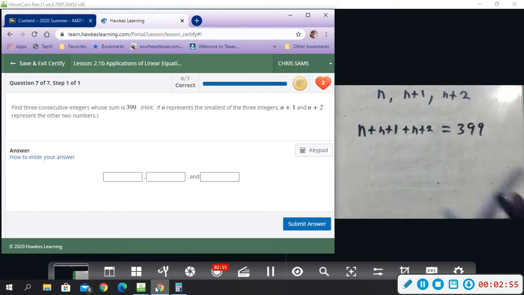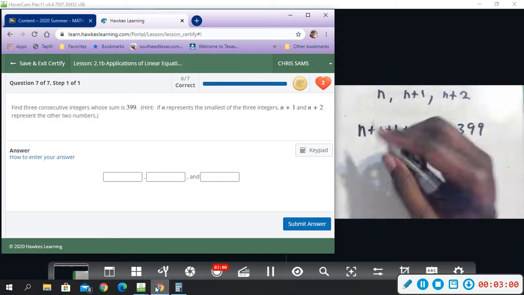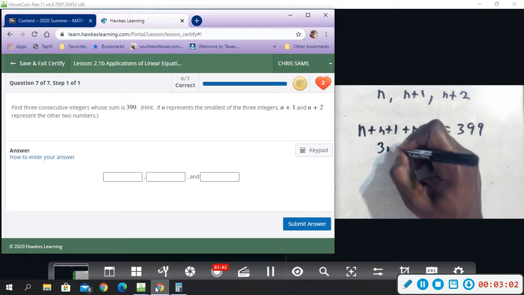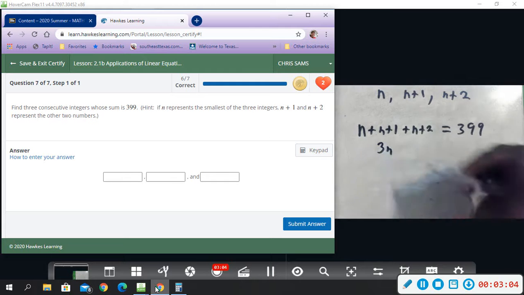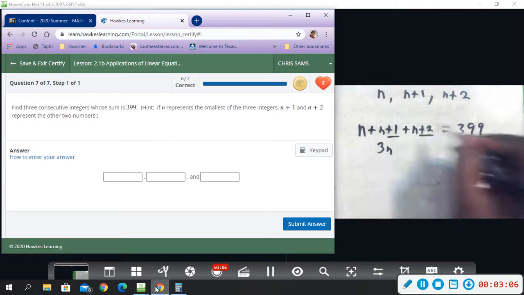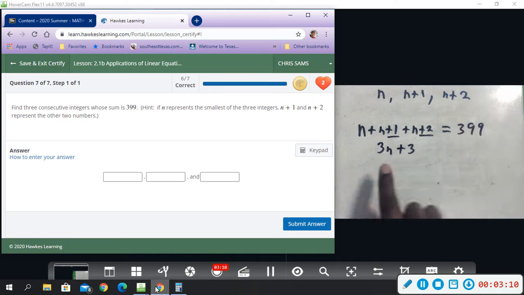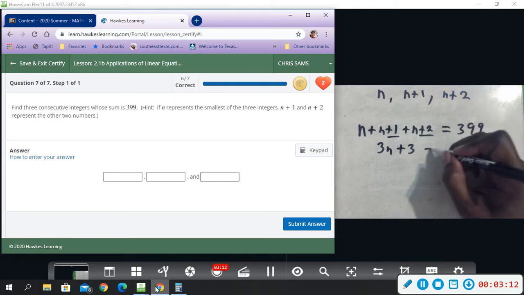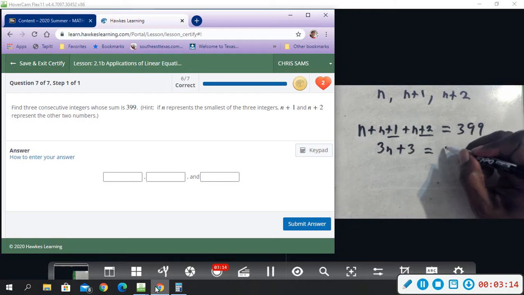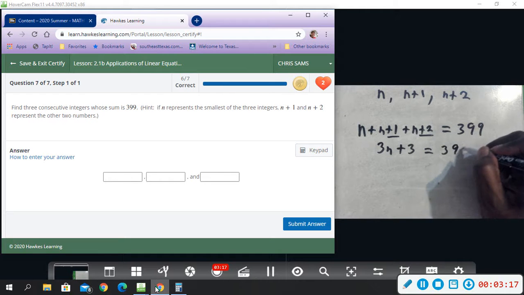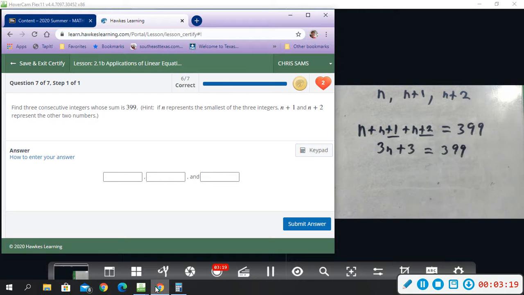So this is the equation method. We're going to simplify and add up the n's. There are 3 of them, so we get 3n. Then add the like terms, the 1 and the 2, both positive, so we get 3. All of this simplifies to 3n plus 3 equals 399. And then from here you go on with the solving process to solve for n.